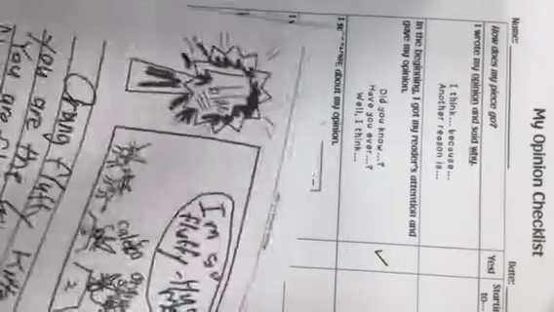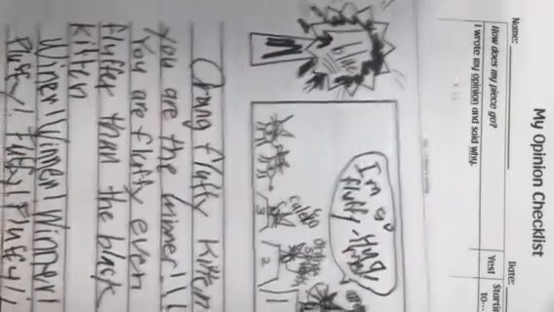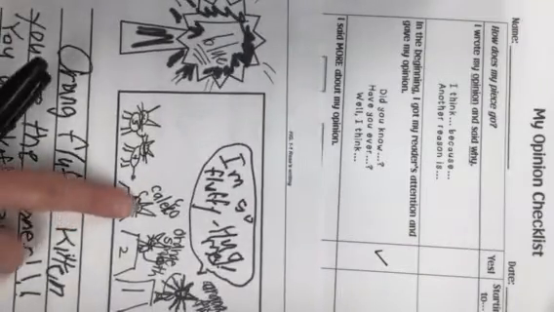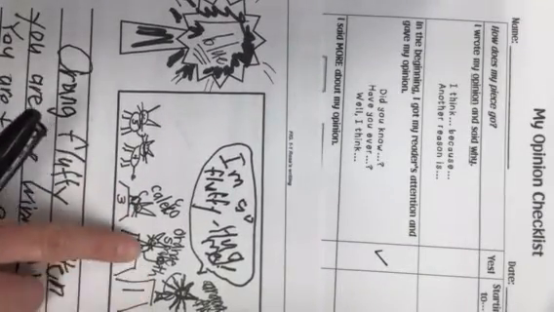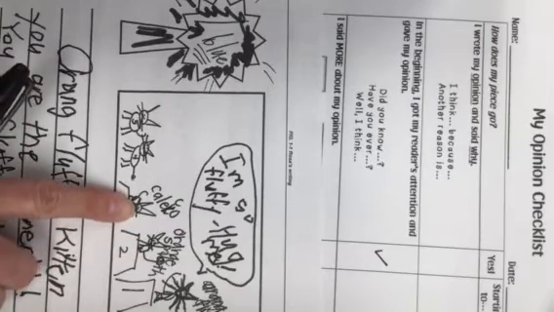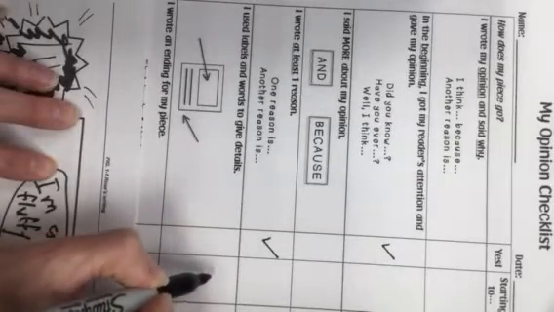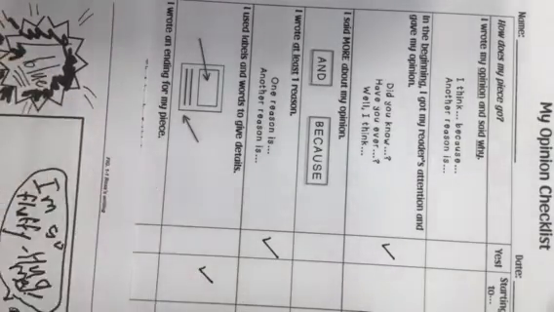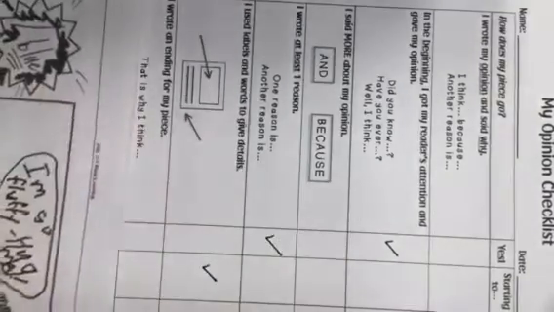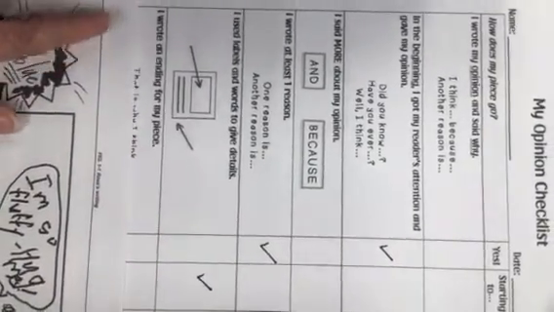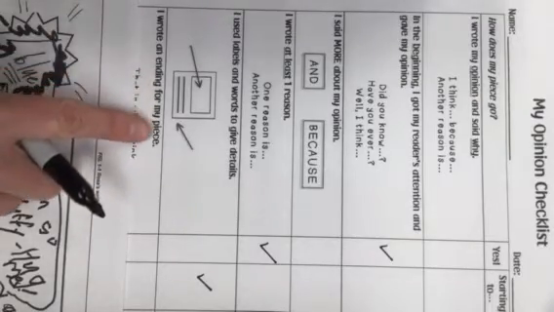The next criteria on my checklist says, I used labels and words to give directions. Well, I do see some labels up here, and I do see some words. So I think Rosa did a nice job. I do think she could add some more labels to her picture, maybe to help her come up with reasons to support her opinion. So I'm going to put in here that she's starting to, but she could definitely add more to those labels.